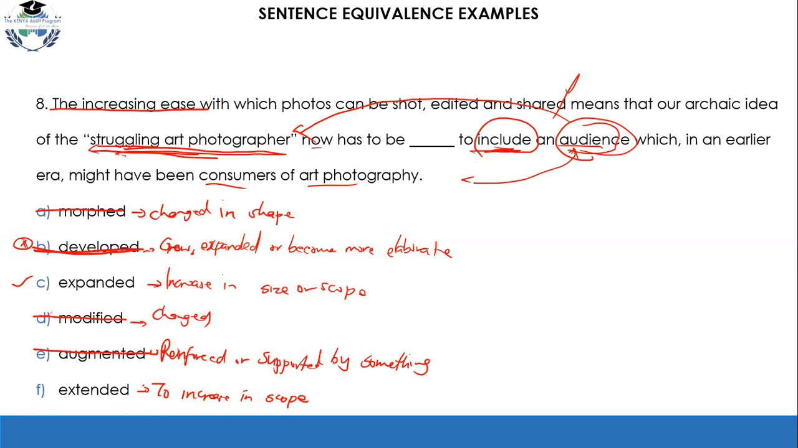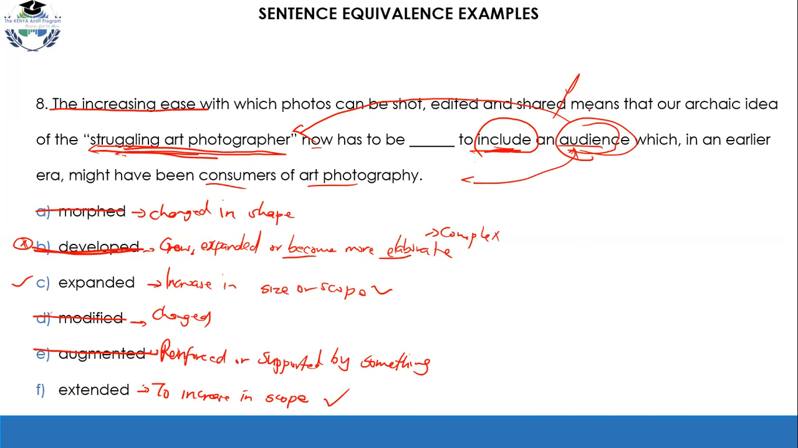So you're saying C and F. That's actually pretty correct, right? Develop here means to make something more elaborate, more complex. We don't really need to make this more elaborate or more complex. We just need to include this audience.